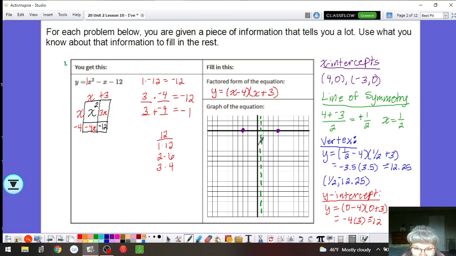One, 2, 3, 4, 5, 6, 7, 8, 9, 10, 11, 12, and a little bit more. The y-intercept is at (0, negative 12), and we can put a reflection of it on the other side of the line of symmetry at (1, negative 12). And we can graph our parabola. Remember, this needs to be a curve at the bottom, not a V.